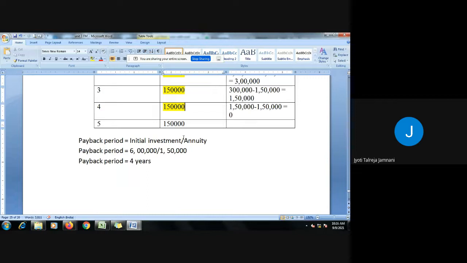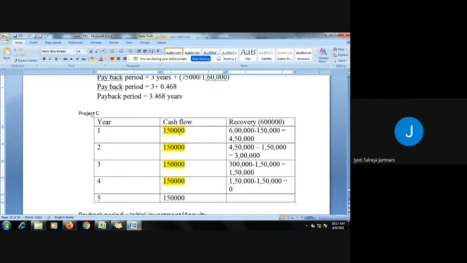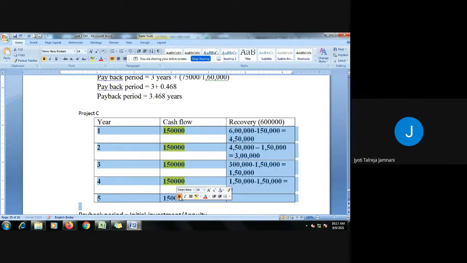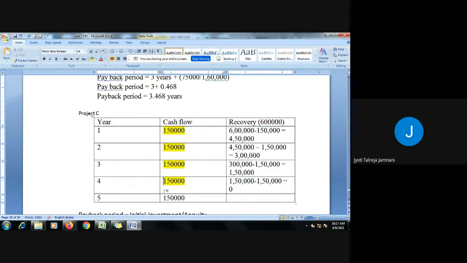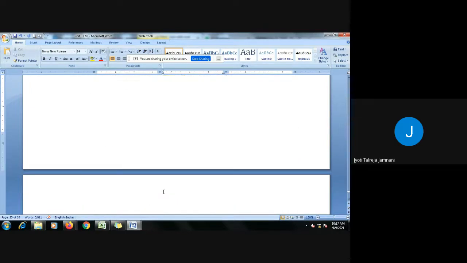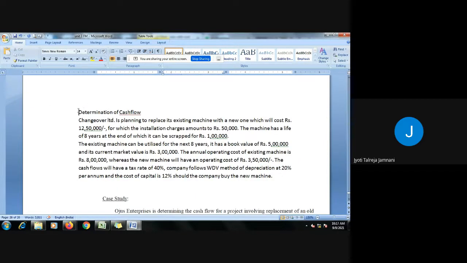So this was all the techniques. Now we will do 2 or 3 sums on how to determine cash flows. Here they have directly given you the cash flows, 1,50,000, 1,50,000 every year. But suppose this is not given, then how do we find the cash flows? We will do those sums. So determination of cash flows is the heading that I have given.